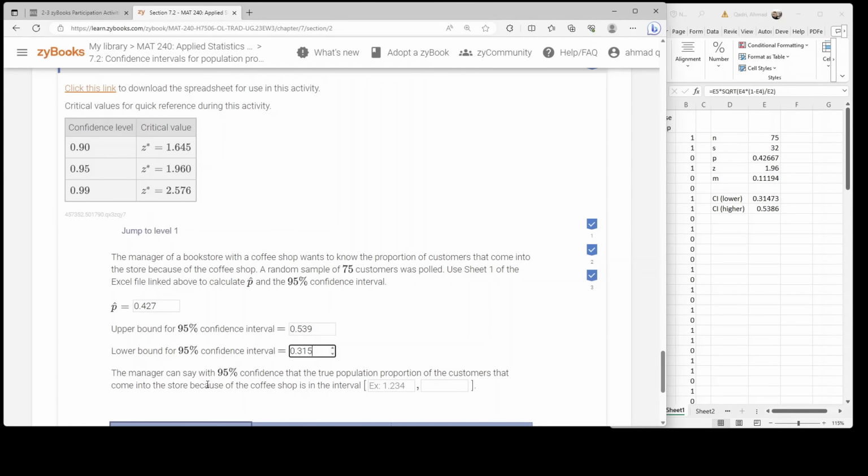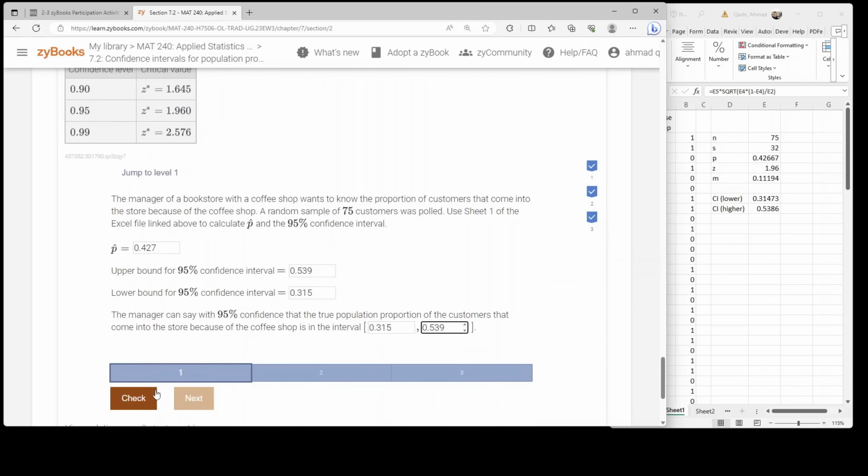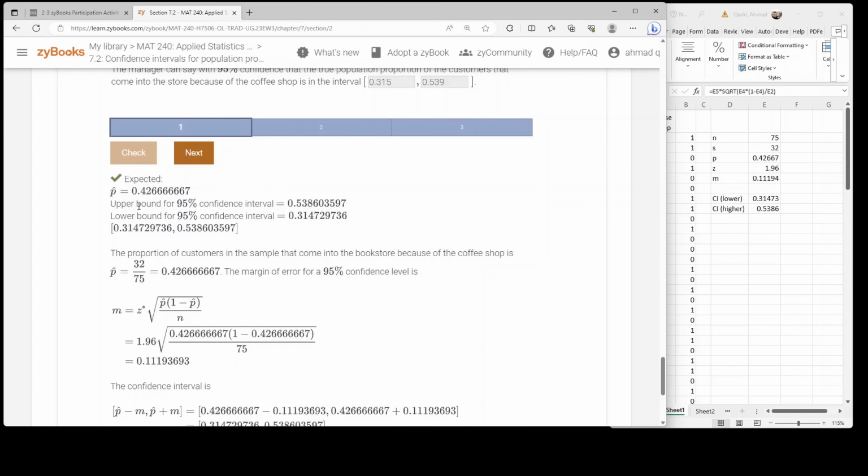The manager can say with 95% confidence that the true population proportion of customers that come into the store because of the coffee shop is in this interval. It's in this confidence interval. So first we will type the lower limit, and then we will type the higher limit. Okay, so those are the correct answers.